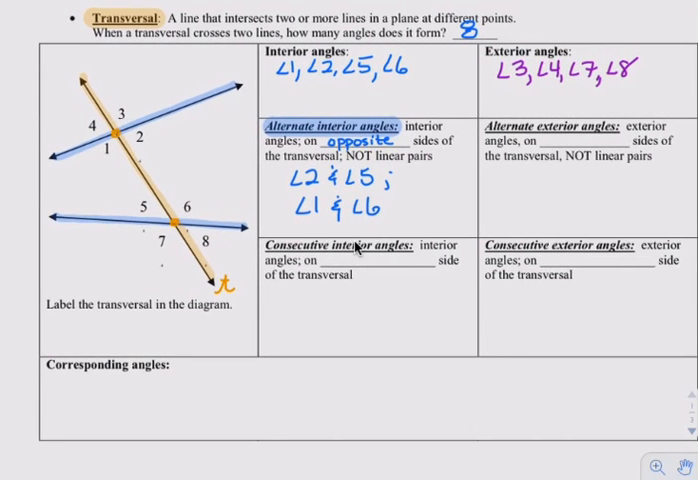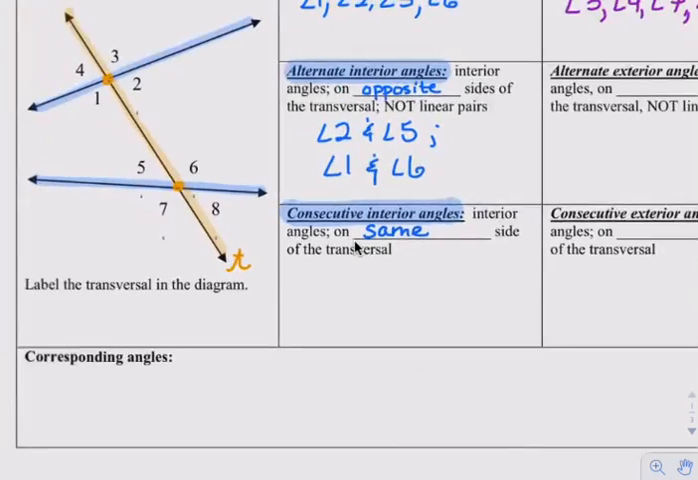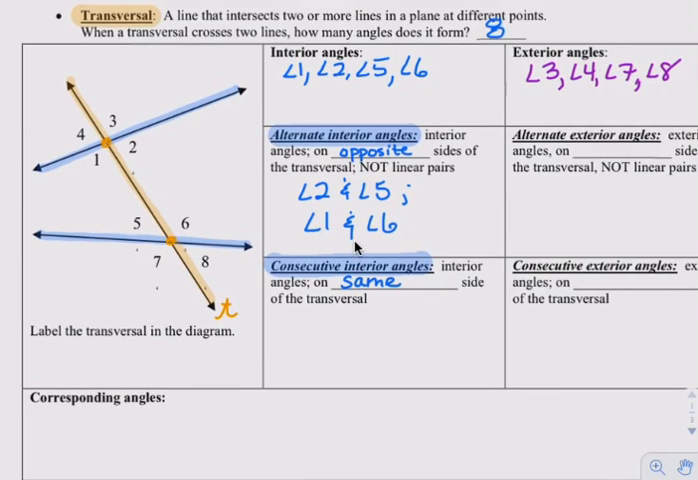Consecutive interior. Consecutive interior angles are again interior angles, but this time they are going to be on the same side of the transversal. Okay, a pair of interior angles that are on the same side of the transversal. So let's say we grab angle 1. Well, there's 2, 5, and 6 are all interior angles, but the only one that's on the same side of the transversal as angle 1 would be angle 5. Alright, so we've got angle 1 and angle 5.